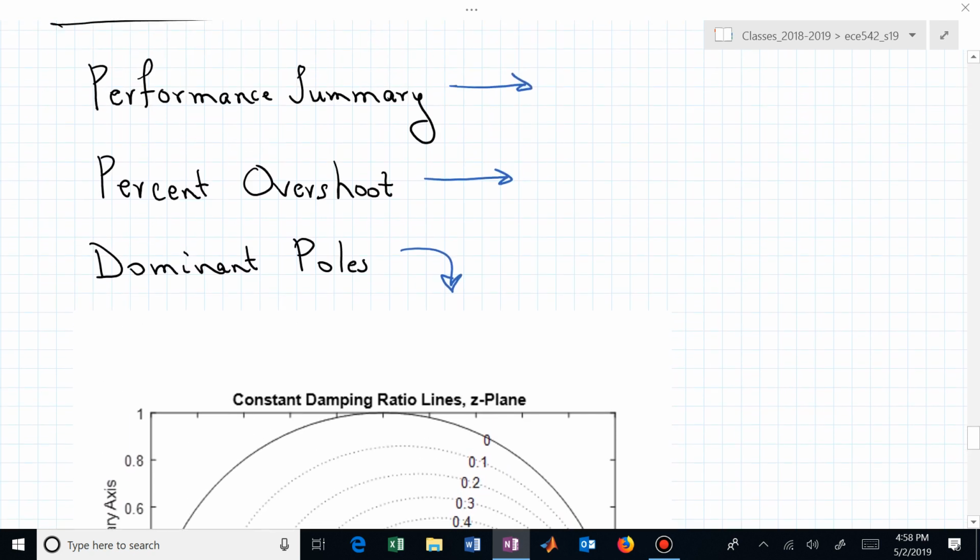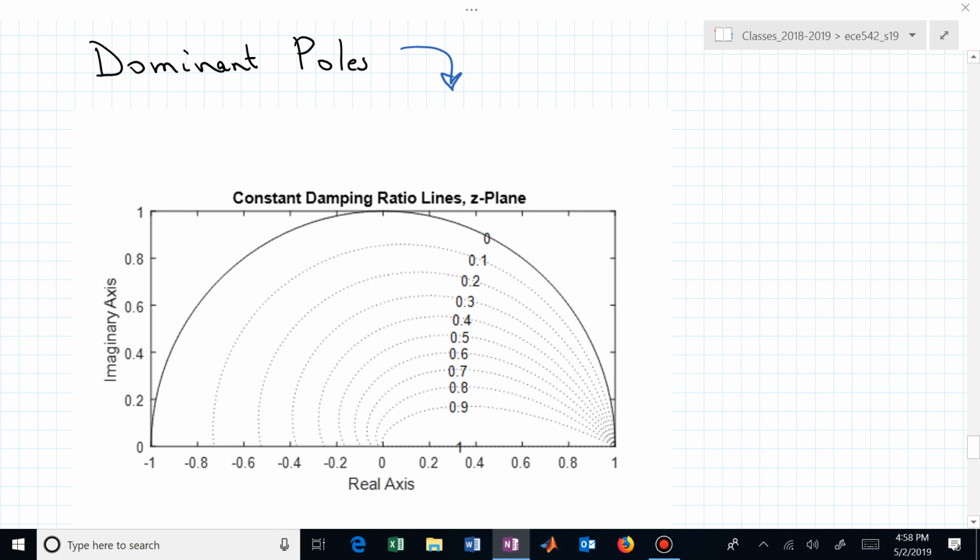So here is the performance summary sheet, percent overshoot, dominant poles going back and forth. You can bring one of these with you and hand that in with the final. Make sure your initials are on it if I'm asking you to shade something and you feel like you can shade it better on this.